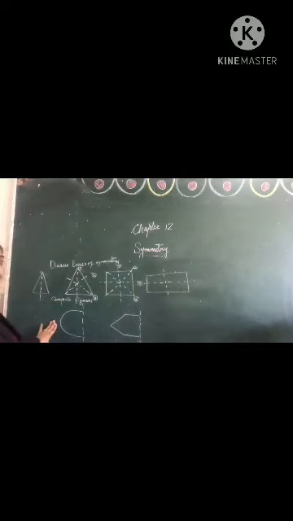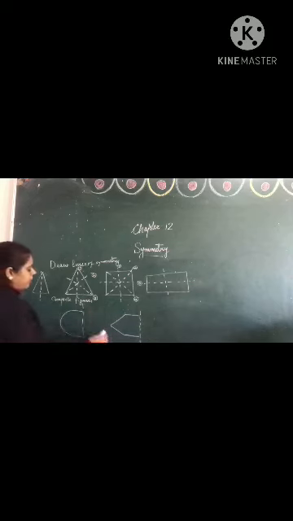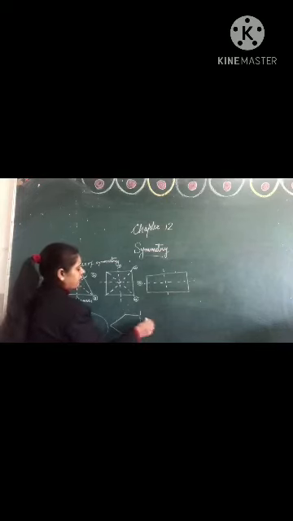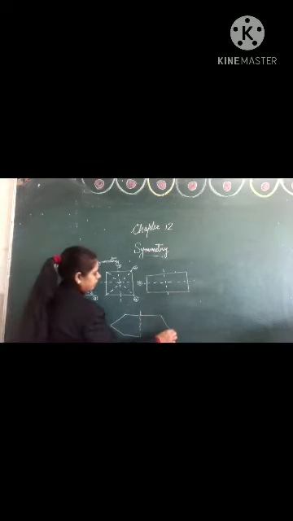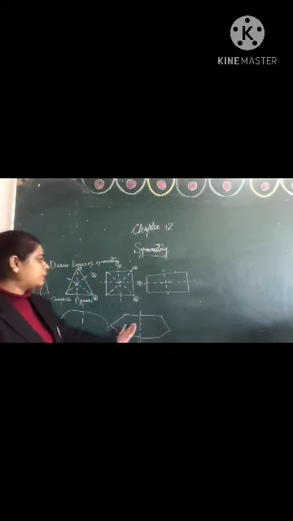This figure is given to you. You have to complete this figure. And the symmetrical line is given to you. Means this part should be identical to the other part. You have to draw that next part. So it will be like this. Now you have to complete this half part. It will be like this. Yes, both the parts should be identical.